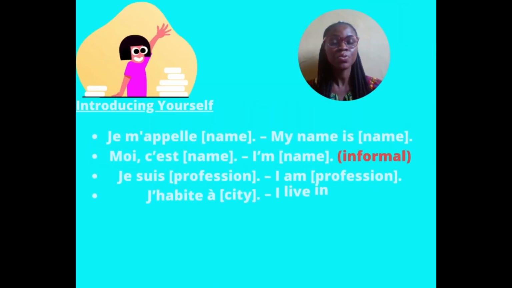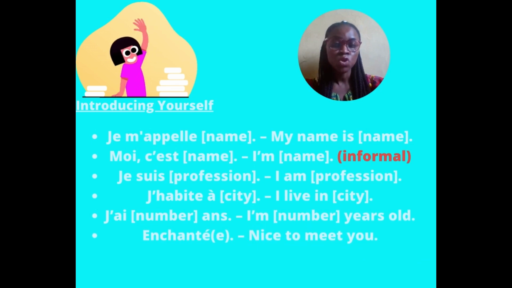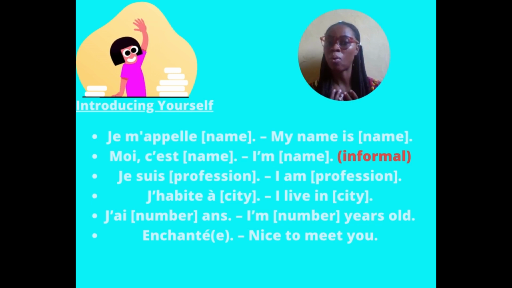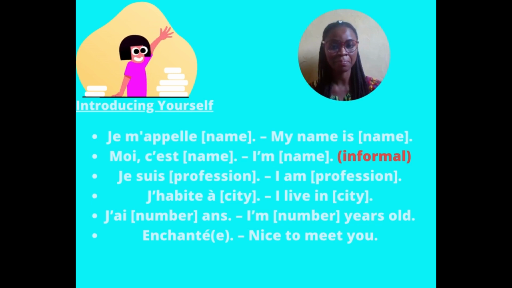Now here are some useful phrases if you were to introduce yourself. Je m'appelle, and then your name. Je m'appelle Priscilla. An informal way of saying your name can be moi c'est Priscilla. Je m'appelle Priscilla. Moi c'est Priscilla.